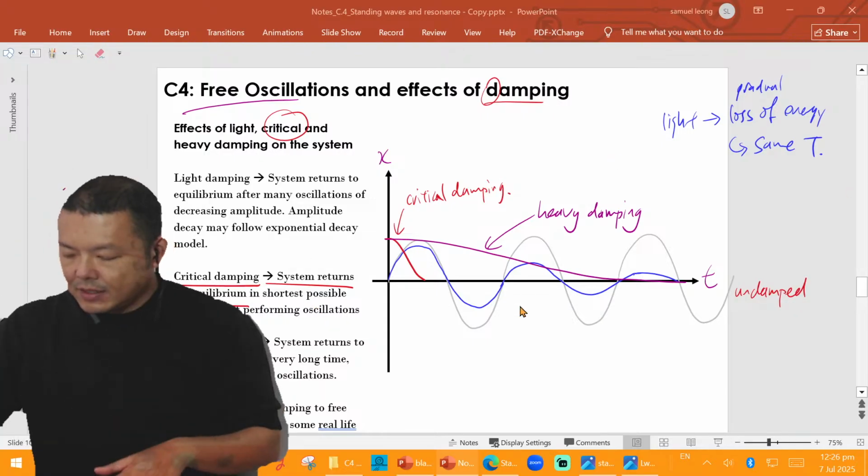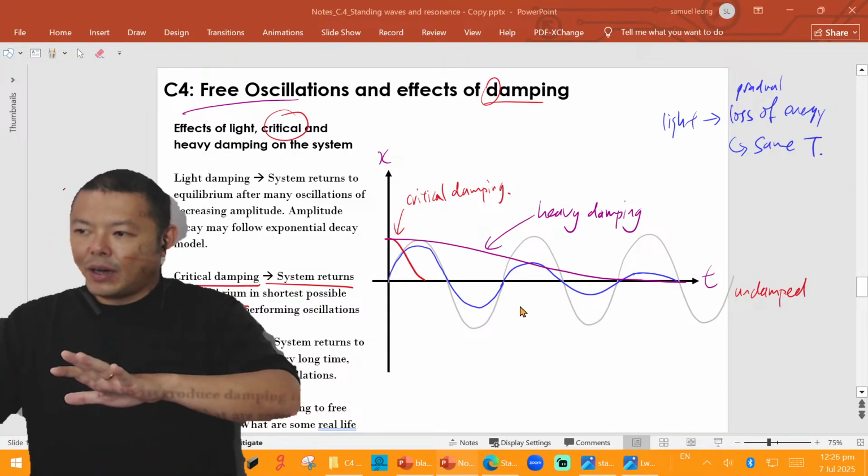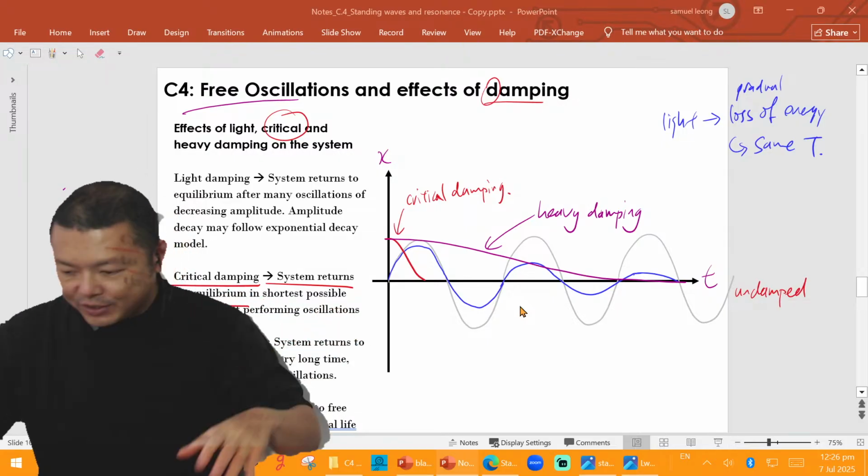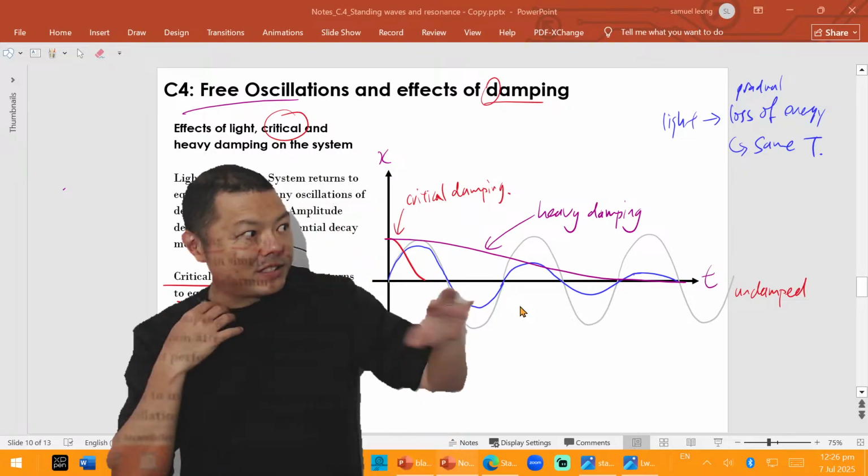Okay, any questions on this? Are we on forced oscillations here? Is this anything to do with forced oscillations? No, right? It's pre-oscillations, right?